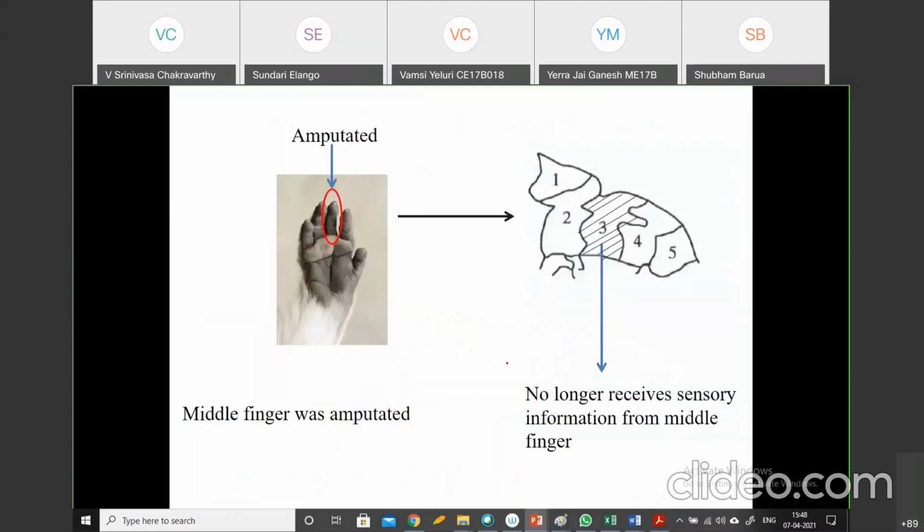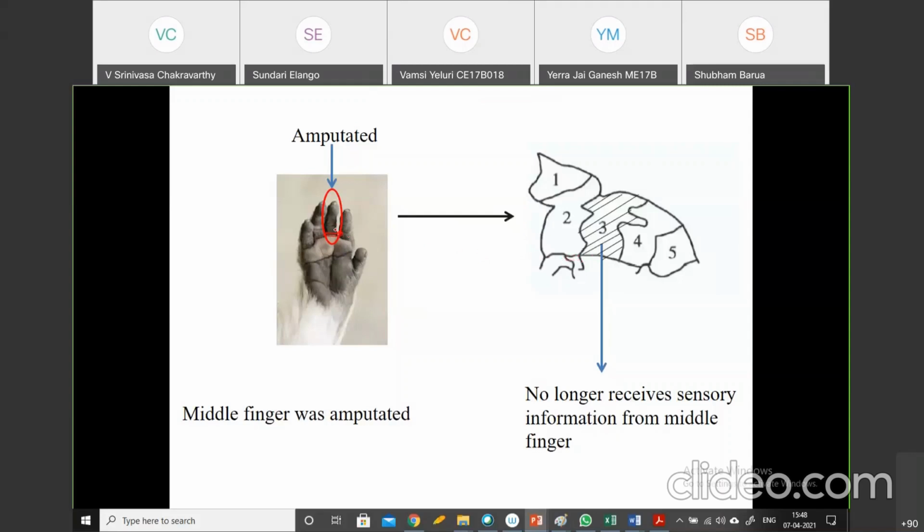What they did in this experiment is slightly cruel. The middle finger of the animal was amputated, cut off. Then they sealed up the brain and let the animal just run around for a few months. After a few months, they opened it again and saw what happened.